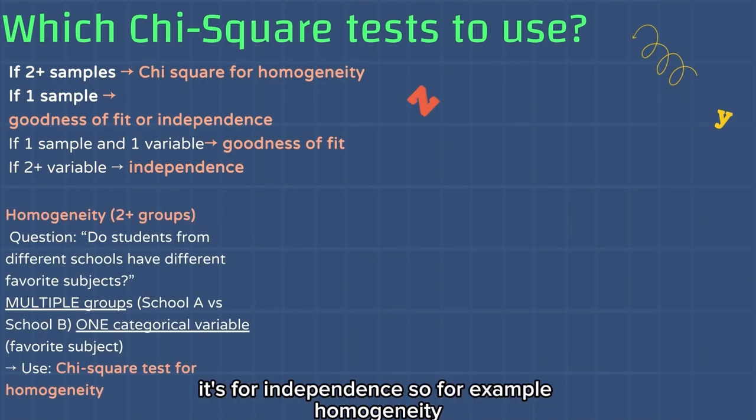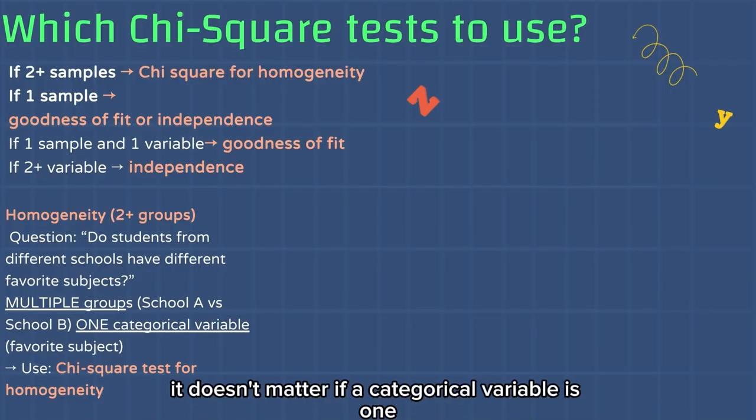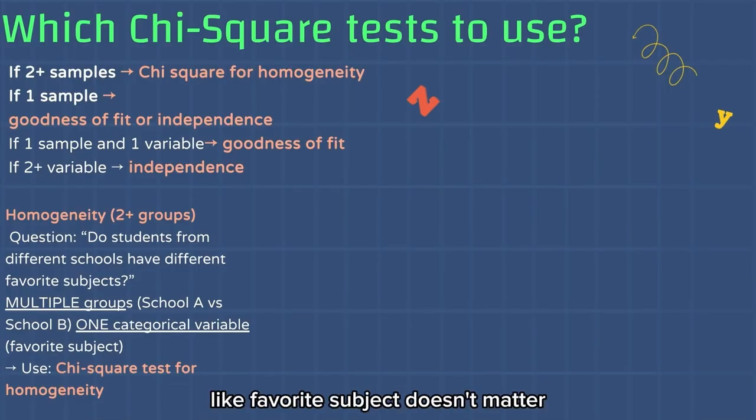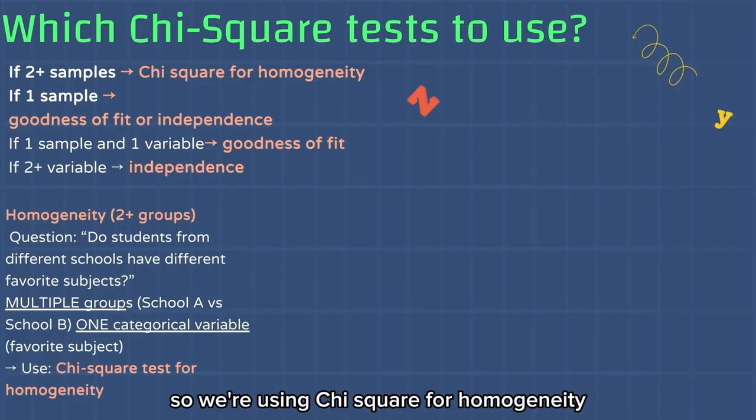So, for example, homogeneity. There are 2 plus groups. So the question would be like, do students from different schools have different favorite subjects? So there are multiple groups, like school A versus school B. And it doesn't matter if the categorical variable is 1 or 2 or whatever, like favorite subject doesn't matter. We already know that it's for multiple populations. So we use chi-squared for homogeneity.